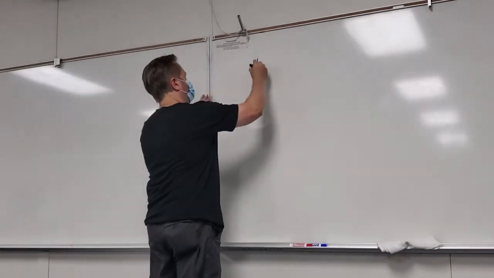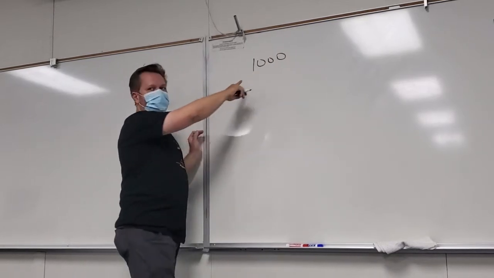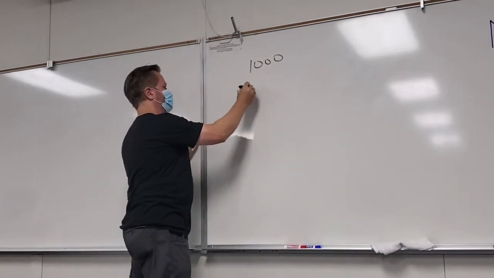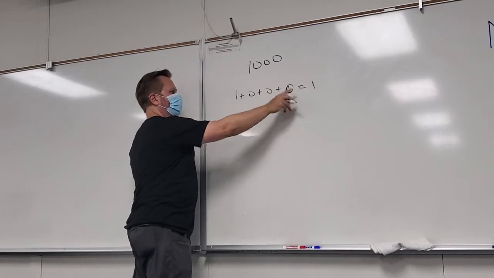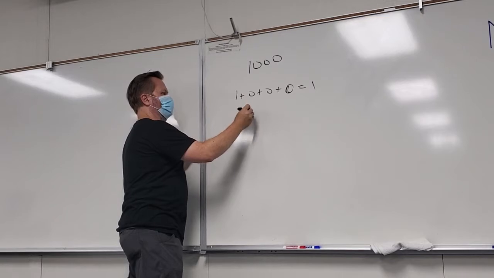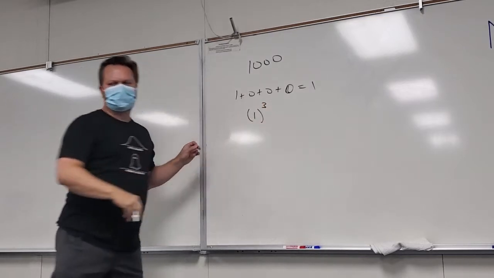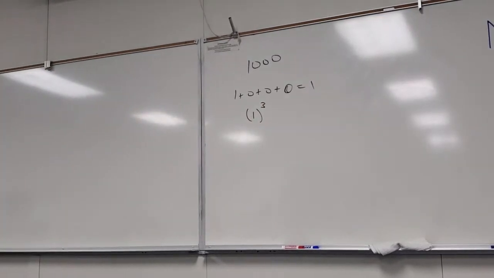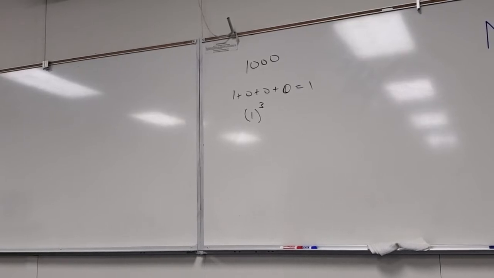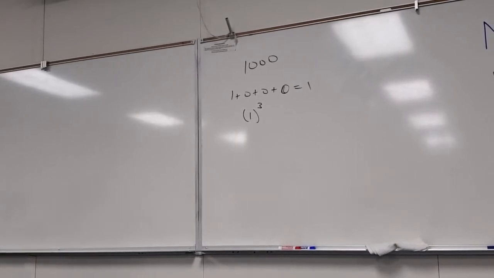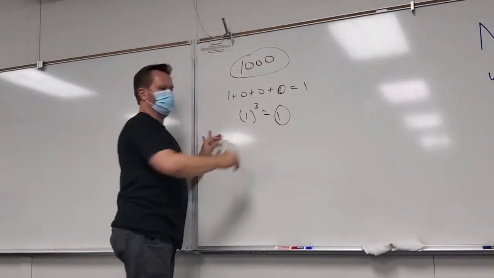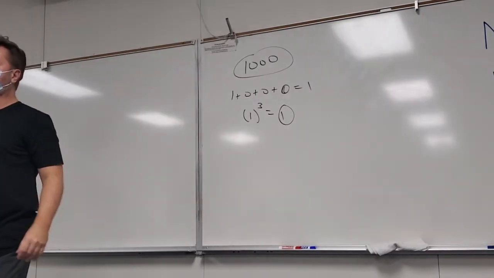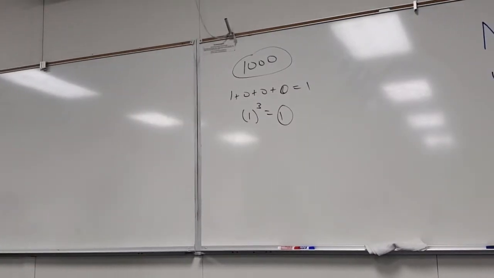1,000. What's the sum of its digits? 1. And then what's the sum of its digits cubed? Let me make sure I read that correctly. Equal to the cube of the sum of its digits. So is this equal to this? No. So that's the point of this problem: can you find a 4-digit number?